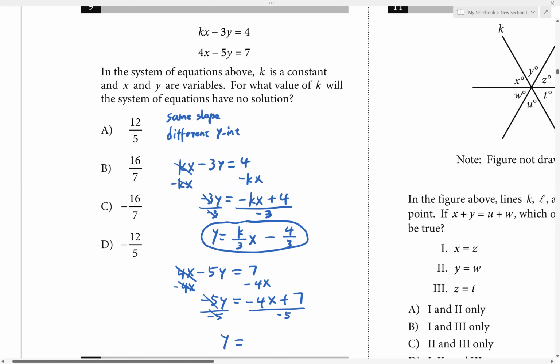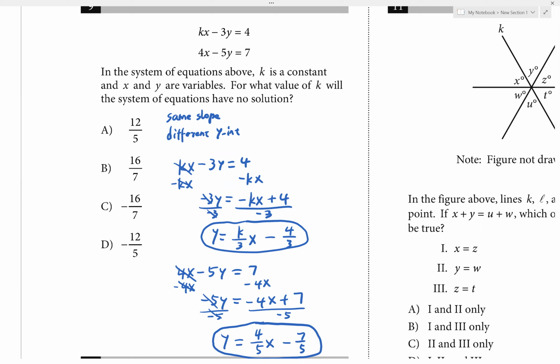So the negative 5 cancels. We have y equal to negative 4x over negative 5. The two negatives cancel, so we get 4 over 5 times x plus 7 over negative 5. Well, that should be minus 7 over 5. So this will be our second equation in slope-intercept form.